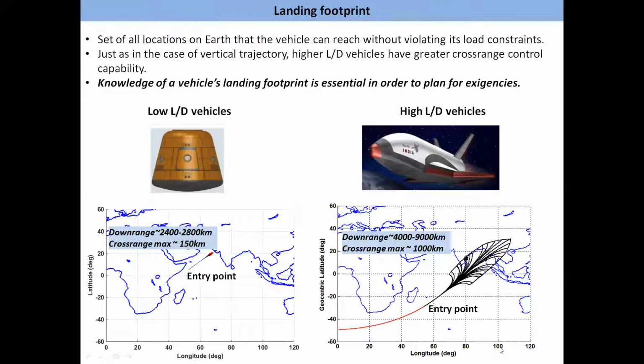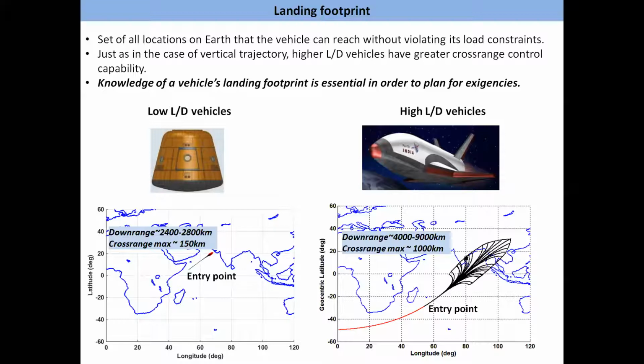Okay, so another concept that crops up here is that of the landing footprint. Basically, landing footprint is the set of all locations on Earth that the vehicle can reach without violating its vehicle load constraints, like heat flux, dynamic pressure, and all that. So knowing the vehicle's landing footprint is important, because if you want to choose a point where the vehicle should land, you should know that the vehicle has the capability to reach there. So you need to be able to determine your landing footprint approximately in order to choose a point appropriately where the vehicle can reach.